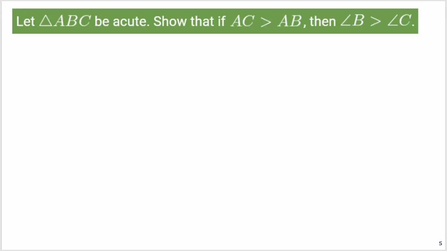Alright, let's have a look at the solution together. So suppose we have an acute triangle ABC. Then we only have three possible cases, right? One of them must be true. So case 1, we could have angle B is larger than angle C. In this case, we have already proved that if angle B is larger than angle C, then we must have AC is larger than AB, right?